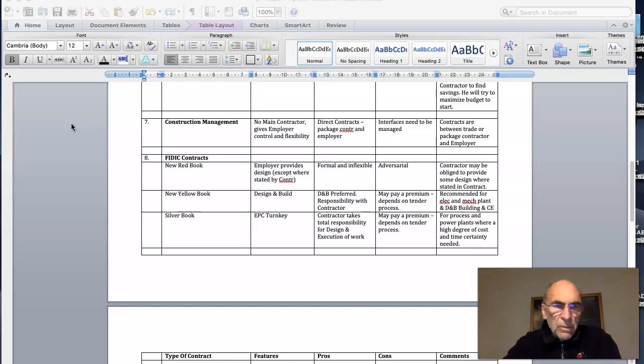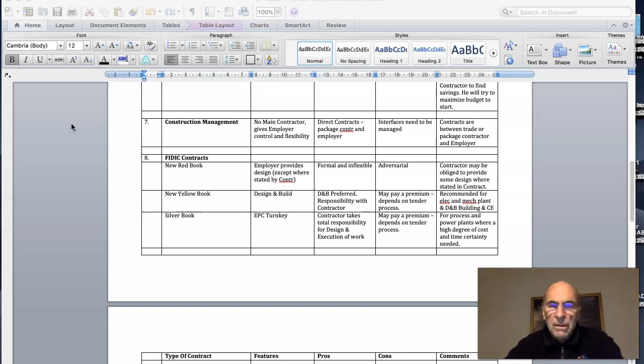There's a new Yellow Book under FIDIC contracts, which is design and build, and this could be said to be a preferable arrangement where the design is the responsibility of the contractor, but of course the employer may pay a premium for that to occur. It depends on the tender process, and it is recommended to apply such contracts to electrical, mechanical, plant works, design and build buildings and civil engineering.